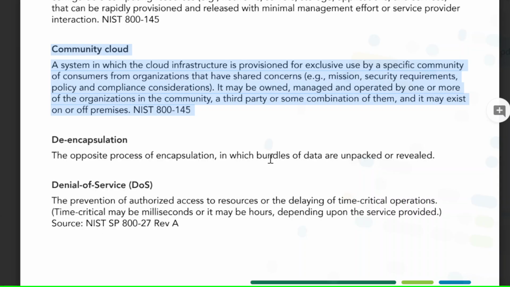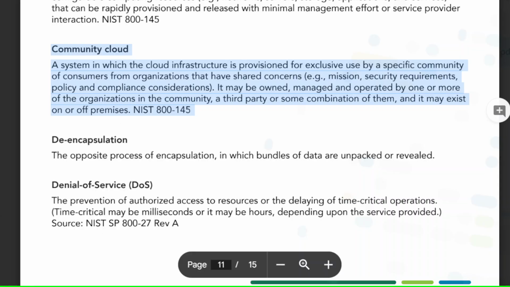And next we have data encapsulation. The opposite process of encapsulation is considered de-encapsulation, in which bundles of data are unpacked and rebuilt.